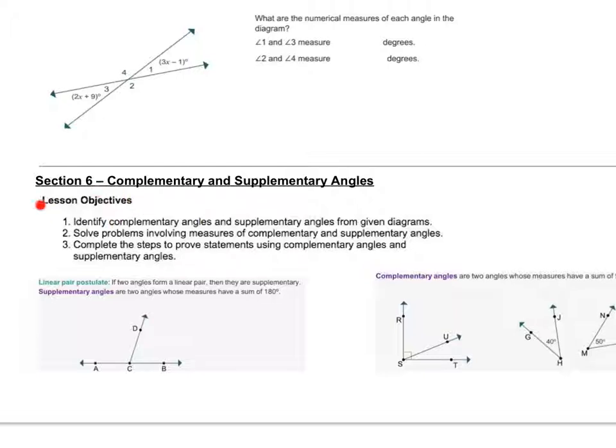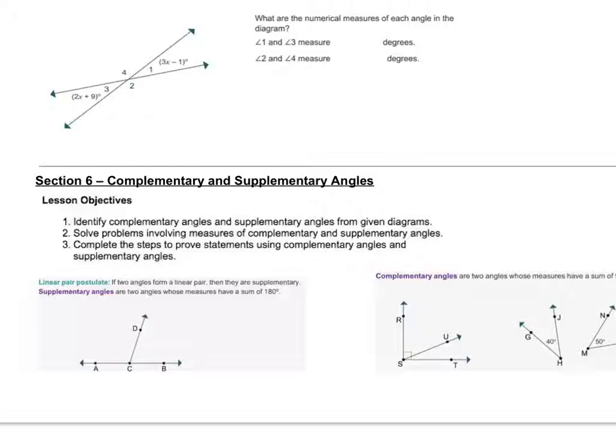So what we want to achieve today, our objectives: we want to identify complementary angles and supplementary angles from given diagrams. We want to solve problems involving measures of complementary and supplementary angles. We want to complete the steps to prove statements using complementary angles and supplementary angles.